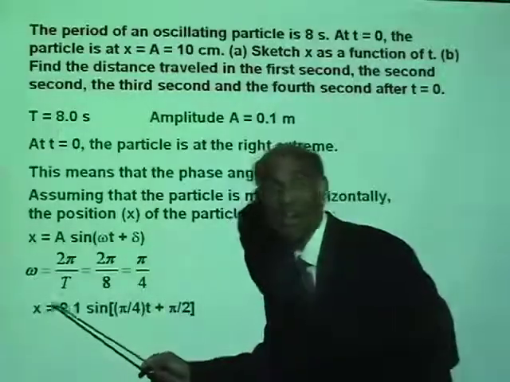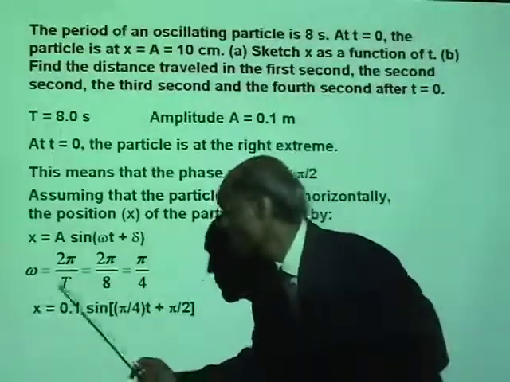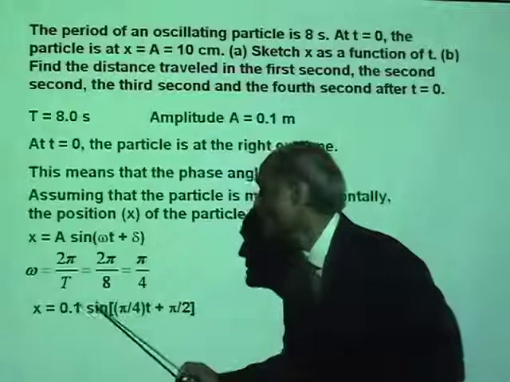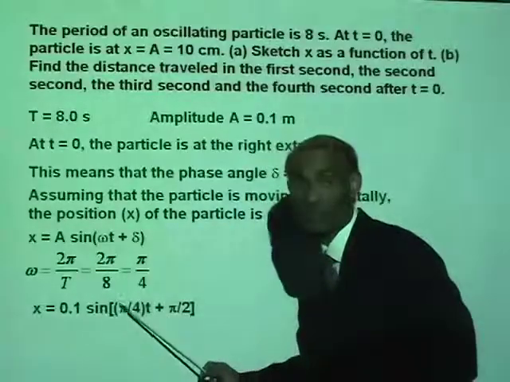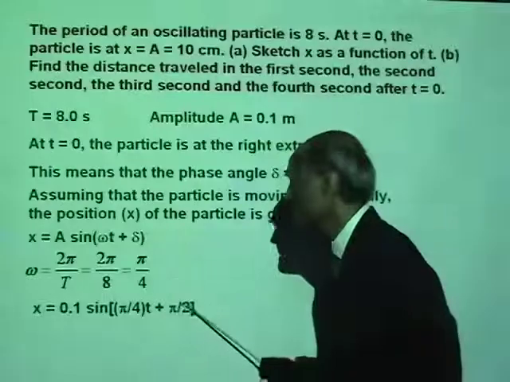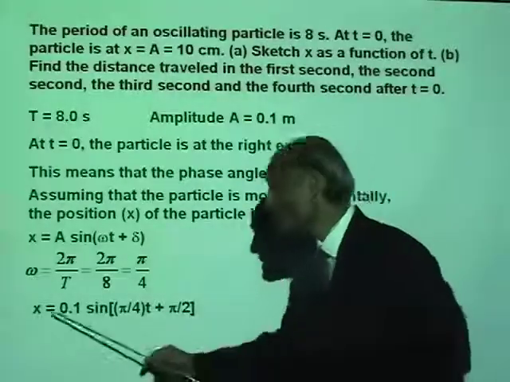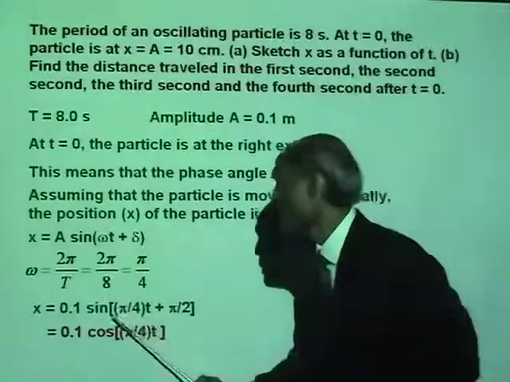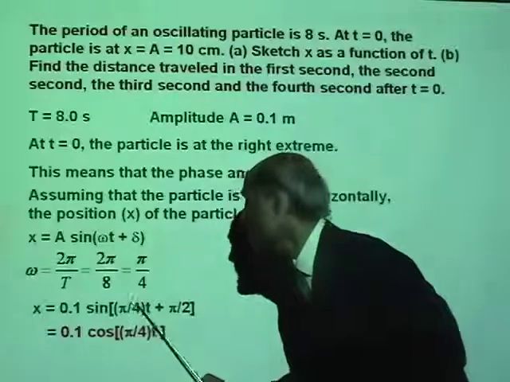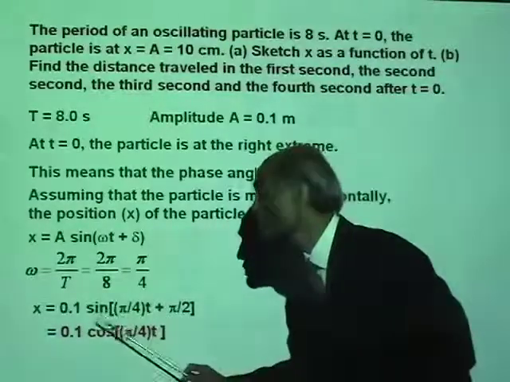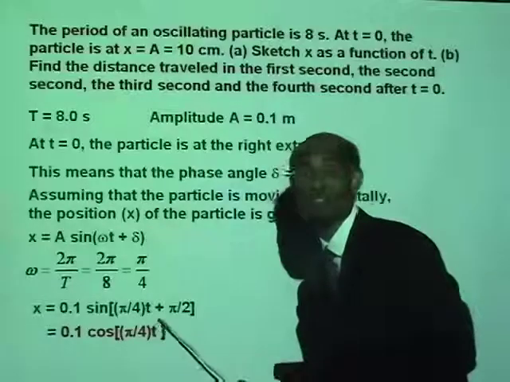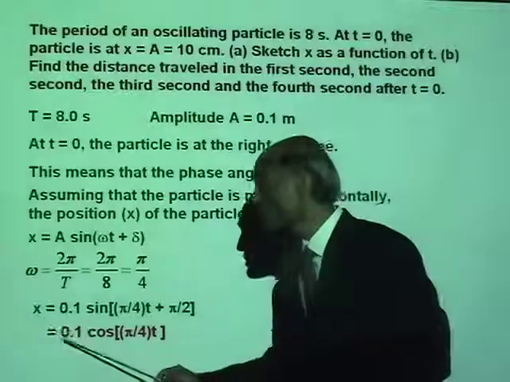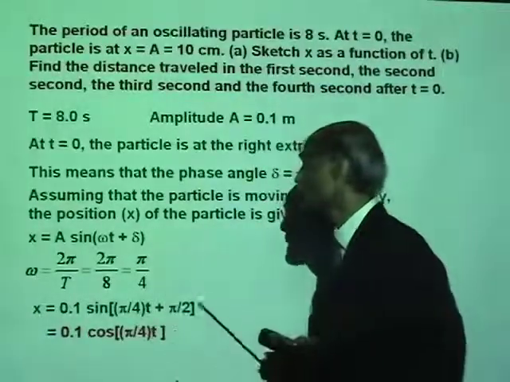The position function is now x of t. Remember, x is a function of time. x of t is 0.1 sine omega t, pi by 4 t plus delta, that is pi by 2. You can now draw a graph of this on your calculator. Now, you know that sine of omega t plus pi by 2 is the same as cos of omega t. I showed you that in the last class. So your position function now is x equals 0.1 cos pi by 4 t.